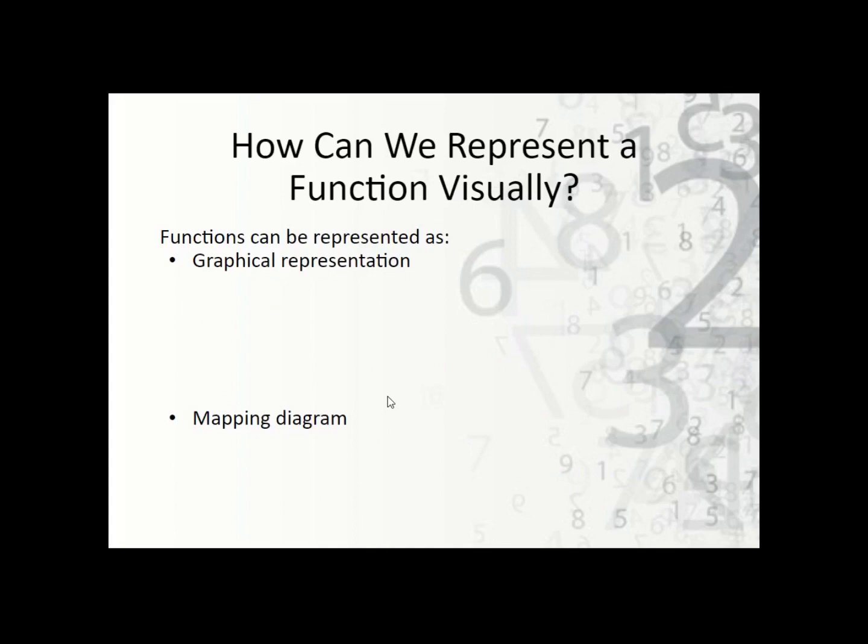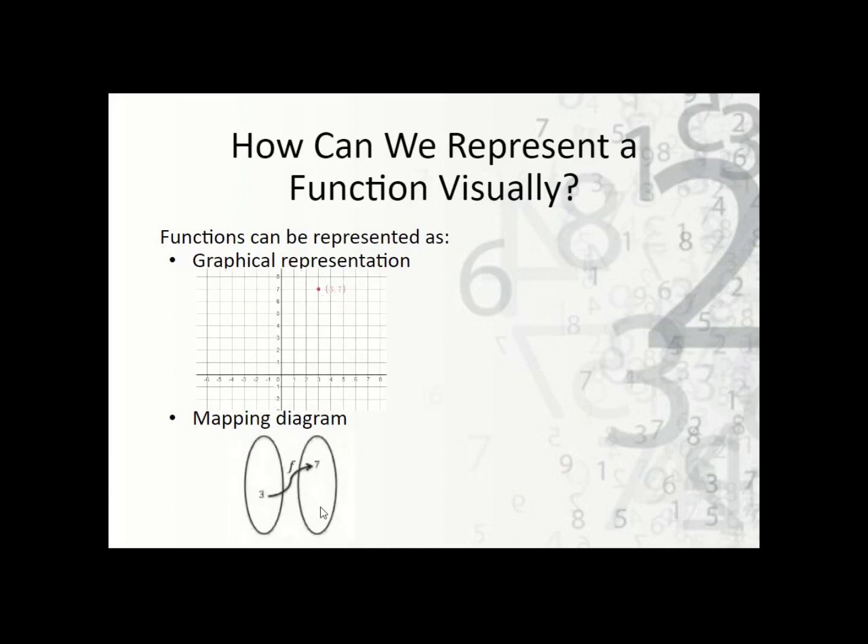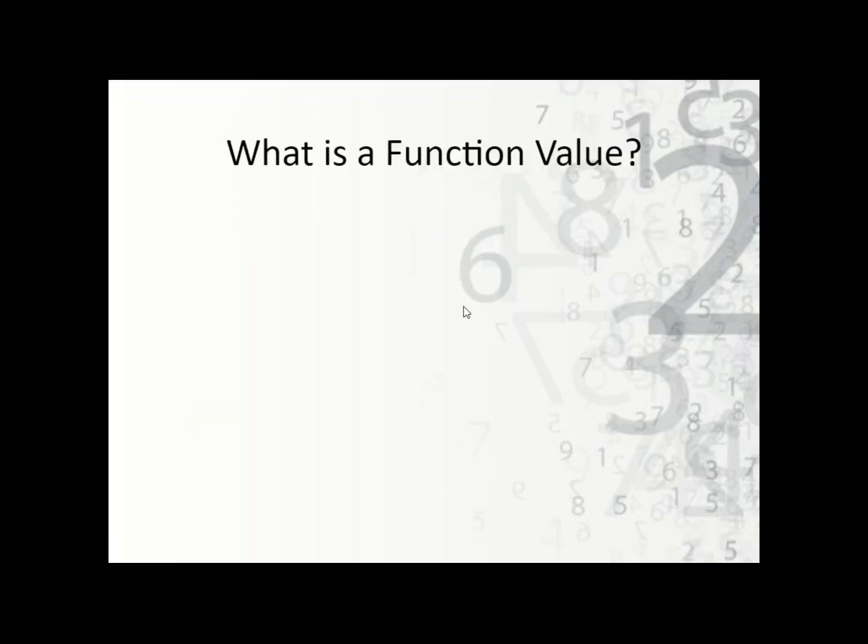We can also do it visually, so we could do it graphically. We could have a point here, (3, 7), on the graph. Or we could do a mapping diagram that looks like this, where we have 3 being mapped to 7 by an arrow.